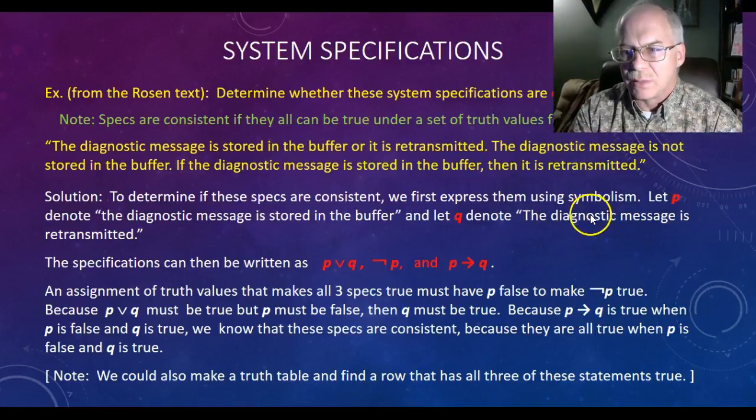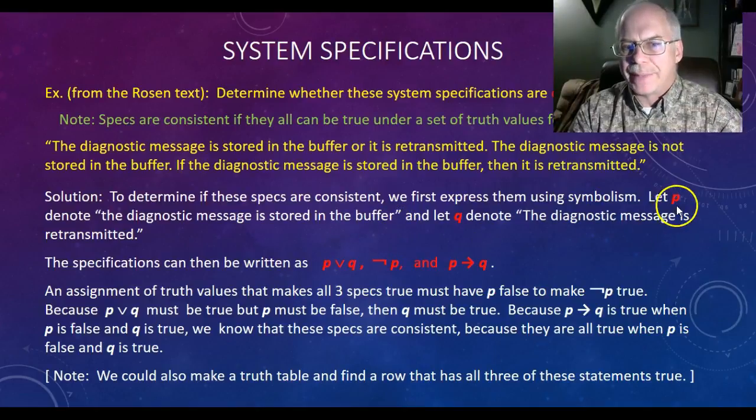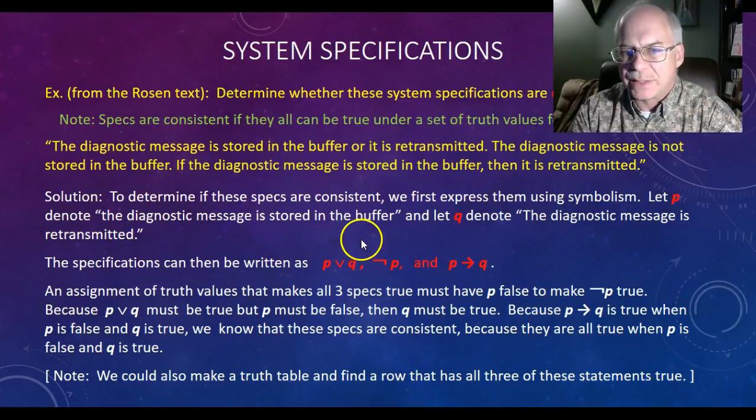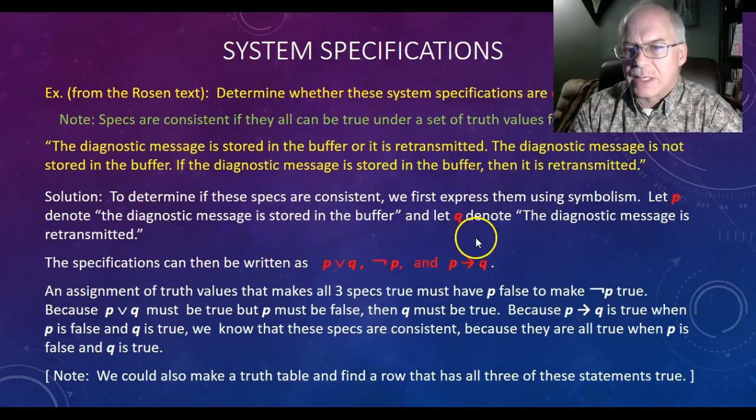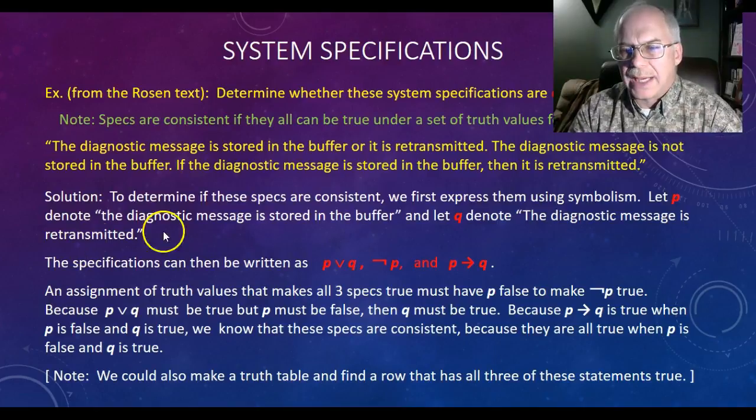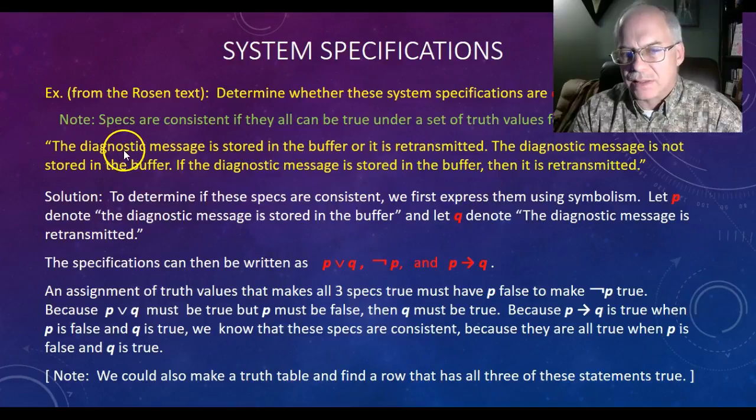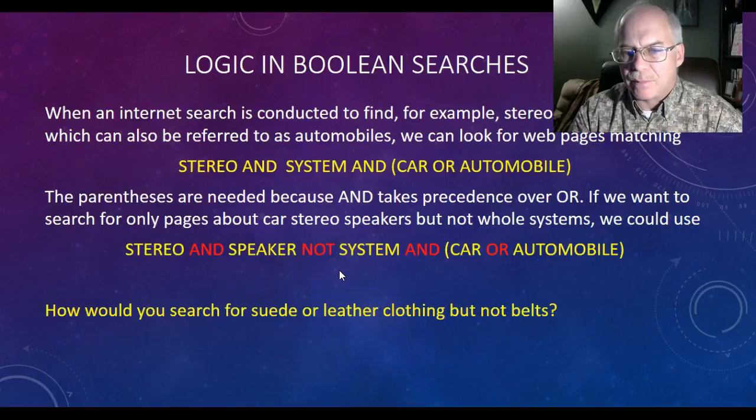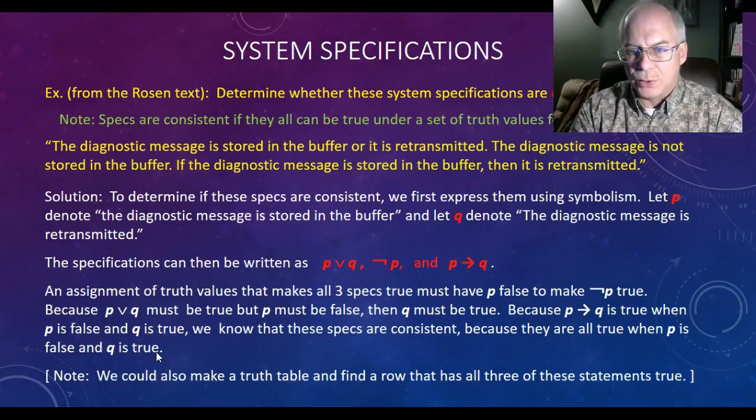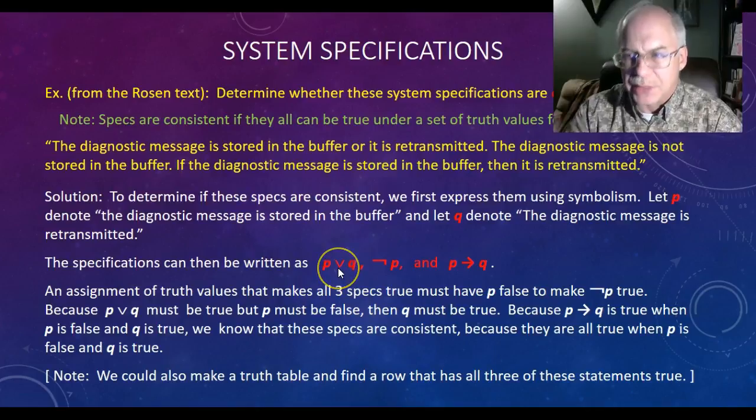So we're going to let P represent the diagnostic message is stored in the buffer, and Q represent the diagnostic message is retransmitted. So it really only has two statements. Now the first sentence, that the diagnostic message is stored in the buffer or it is retransmitted, would be represented by P or Q. So P upside down V, Q.